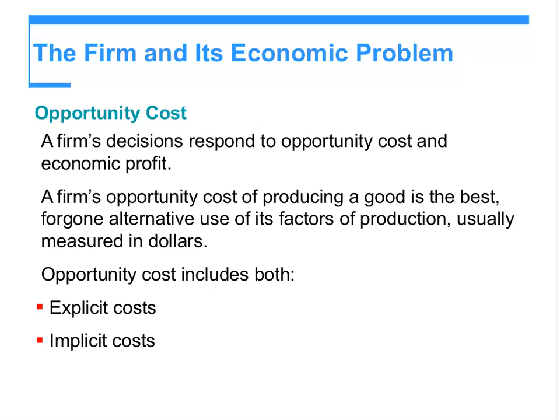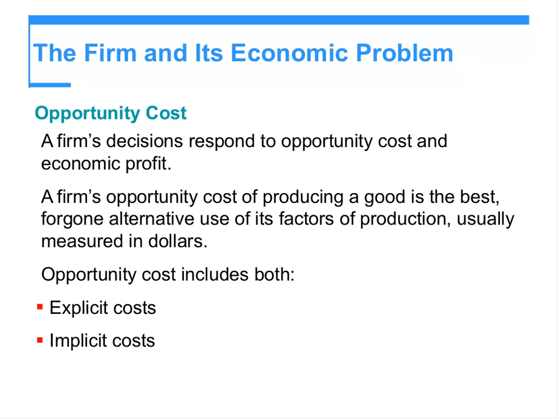So, opportunity cost, what is that? A firm's decision responds to opportunity cost and economic profit. A firm's opportunity cost of producing a good is the best forgone alternative use of its factors of production, usually measured in dollars. Opportunity cost includes both explicit cost and implicit cost.